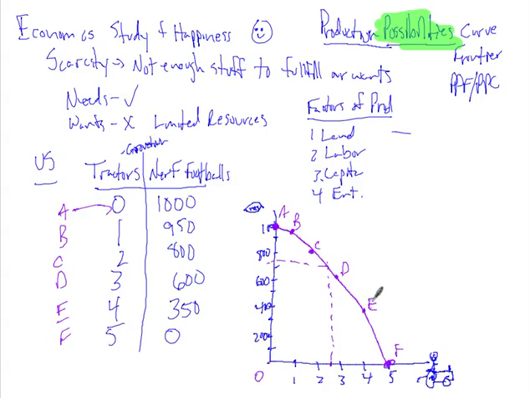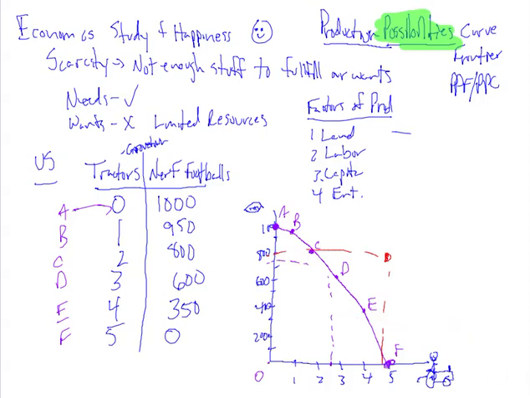Now, two more quick things. Would it be possible to come out here and produce at this point? Let me do a different color here. Would it be possible to come out and produce here? So we want to do 5 tractors and 800 Nerf footballs.